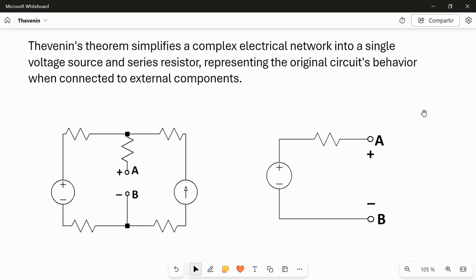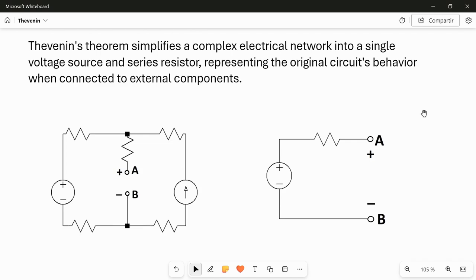Hello everybody, in this video I will show you how to use the Thevenin theorem to simplify a circuit and obtain the Thevenin equivalent circuit for a given problem. The Thevenin theorem simplifies a complex electrical network into a single voltage source and series resistor, representing the original circuit's behavior when connected to external components.